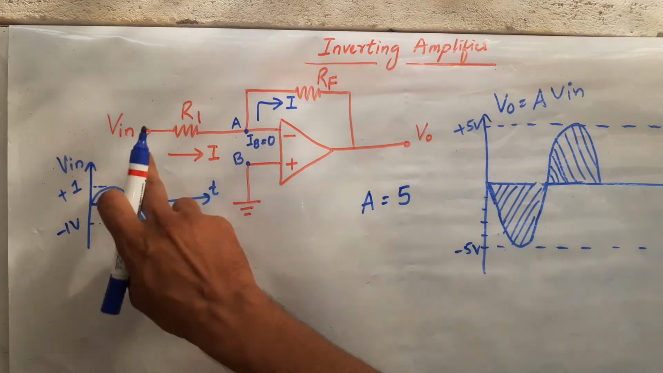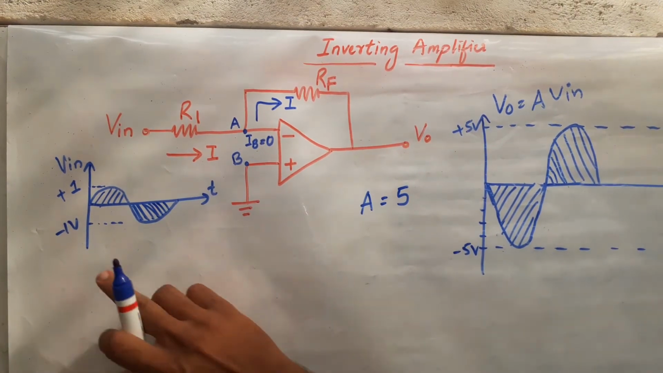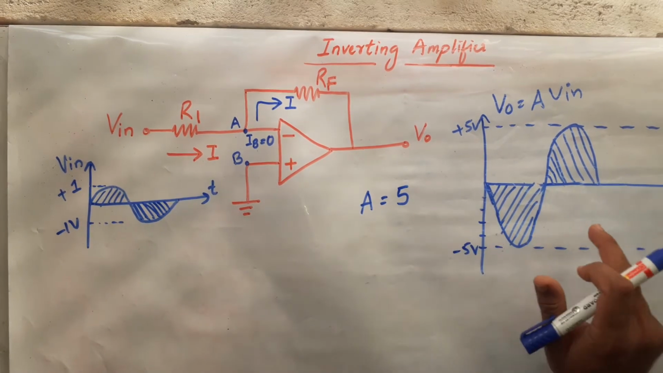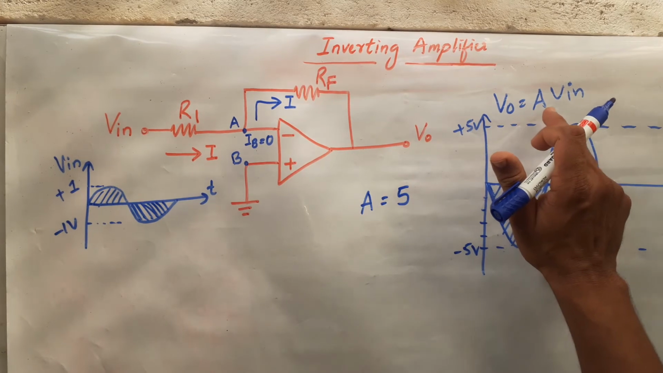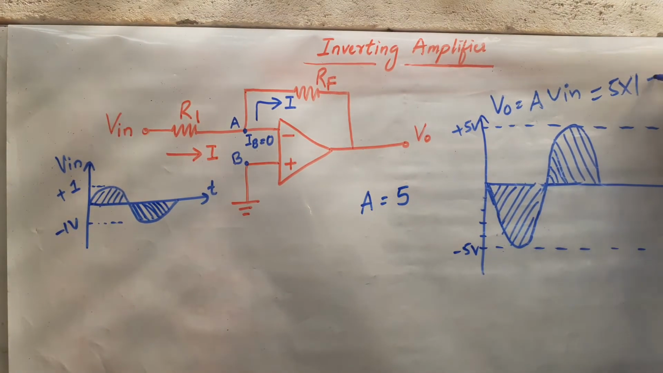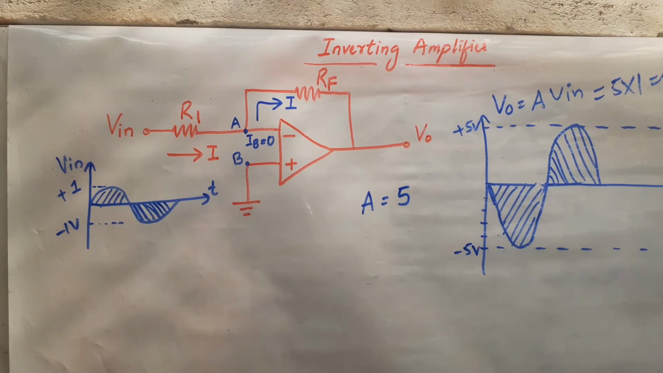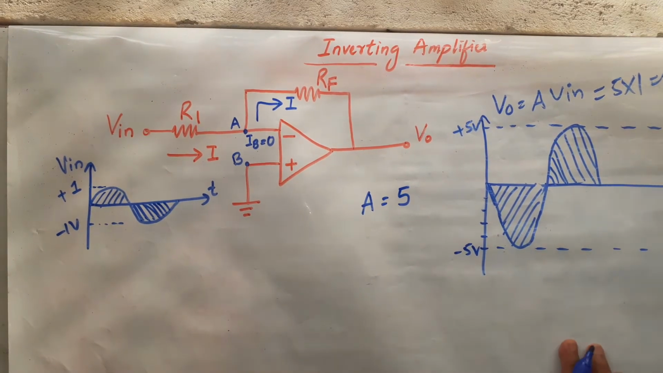1 volt if you give input, you will get 5 volt peak to peak output. If your input is 1 volt peak to peak, then your output will be 5 volt peak to peak, because your output is getting multiplied by gain and input. This is nothing but 5 into 1, you will get 5 volts. Understood? This is what an inverting amplifier does.